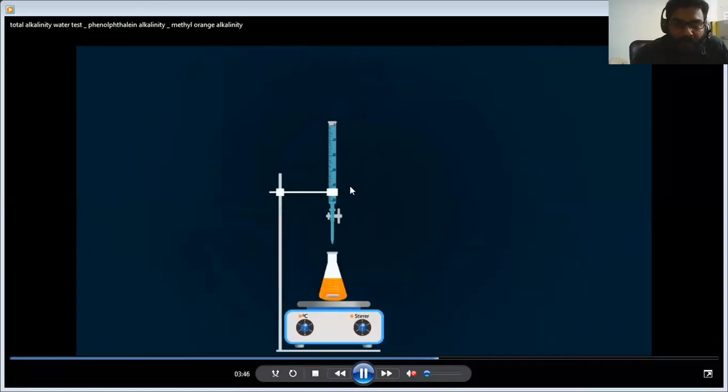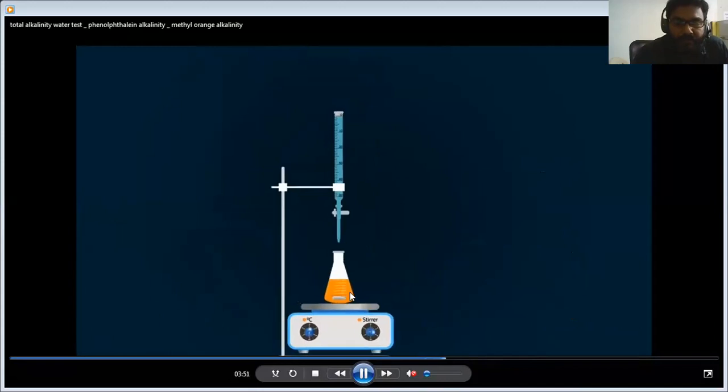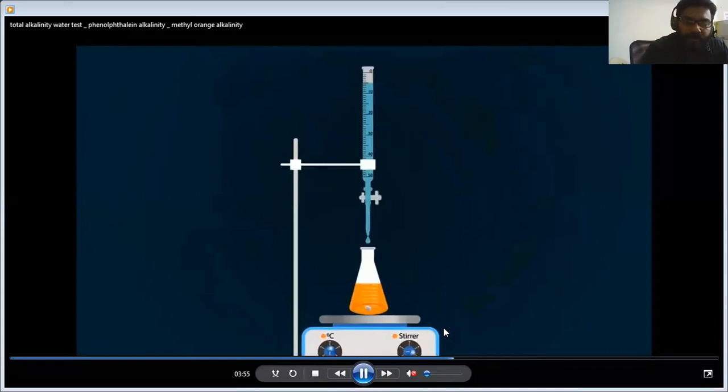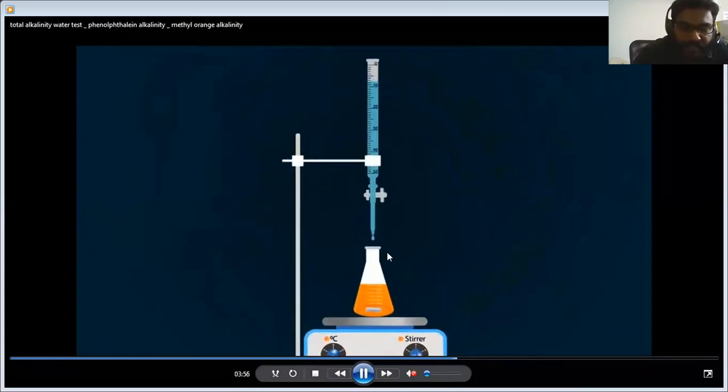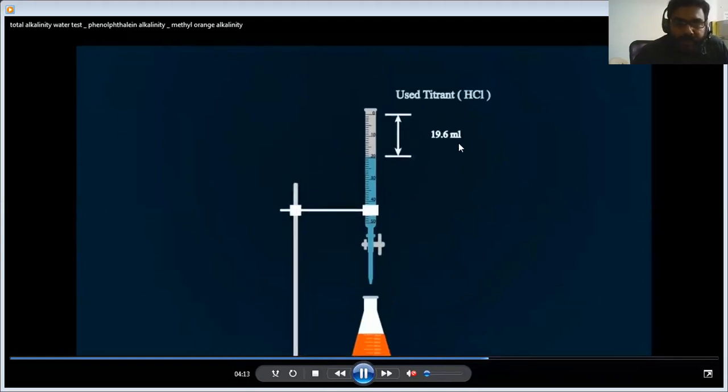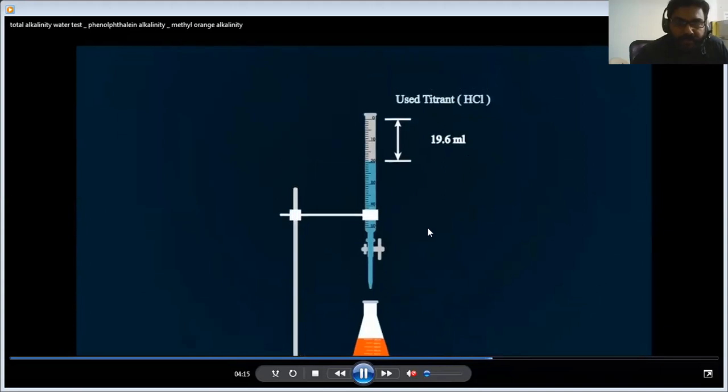Now the acid enters into the conical flask. It is completely stirred. No need to stir with the hand. The magnetic stirrer uniformly stirs the solution of water with methyl orange. What about next? What is the color formed, right? Yellow color. Okay, how much quantity? 19.6 ml of acid is used with methyl orange.